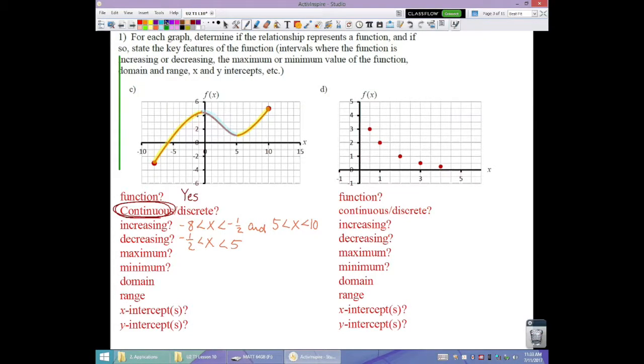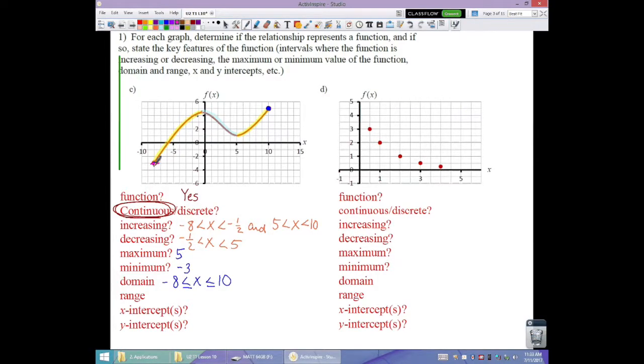Our maximum, the highest this graph ever reaches, is 5. It's out here. So the maximum is 5. The minimum, the lowest, down here, is at -3. Our domain, leftiest to rightiest, goes from -8 to 10. So -8 to 10, including both points at -8 and at 10. So include those endpoints.